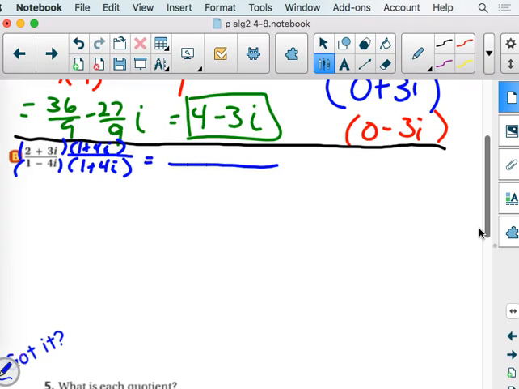First times first is 1. I don't have to do outside times outside and inside times inside because they're going to cancel out. That's why we have this minus and this plus. That's the difference of squares. Last times last would be negative 16i squared. What do you see there that's helpful?